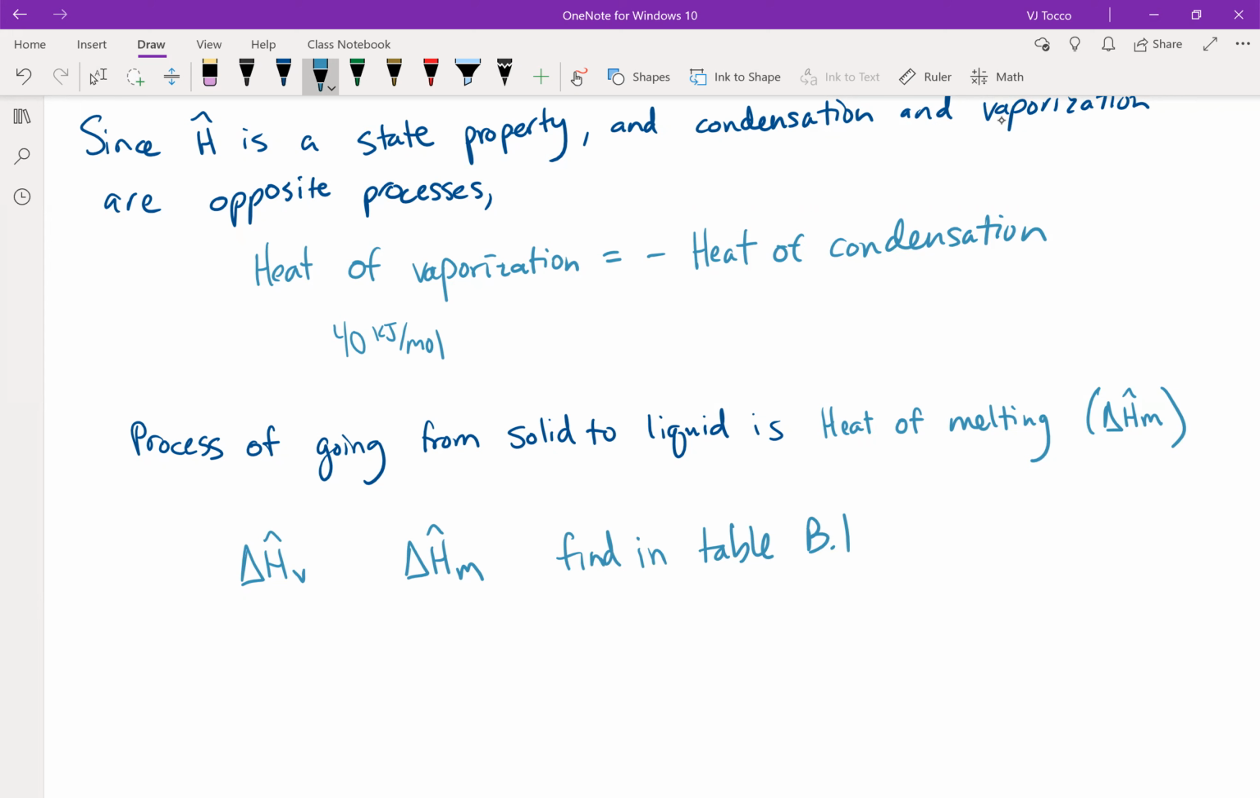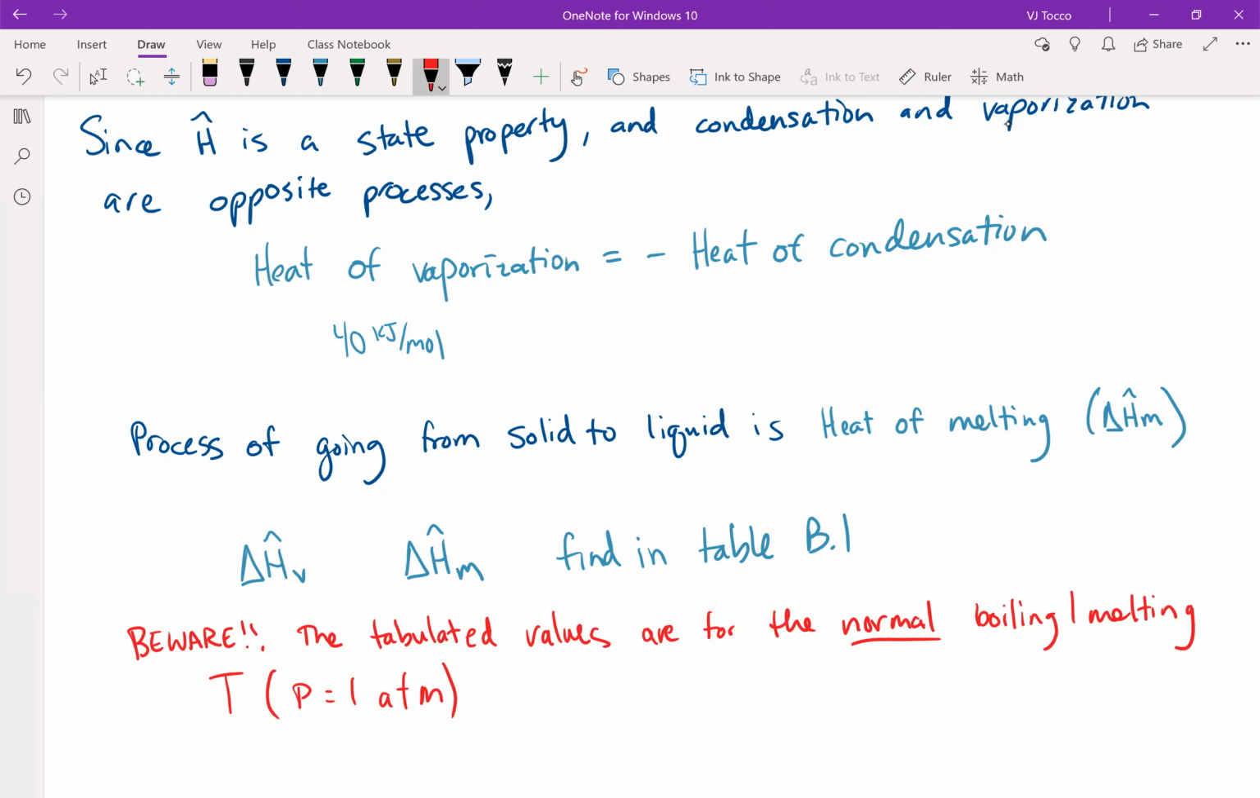In the final video, I will show you exactly where to find these values in the back of the book, and I'll also discuss those tables in a bit more detail.